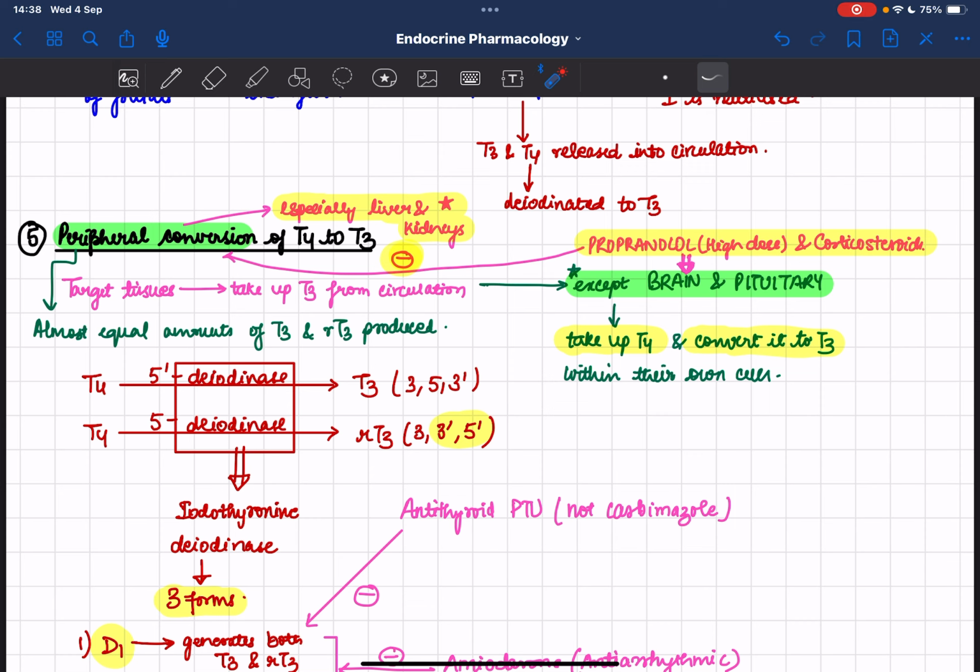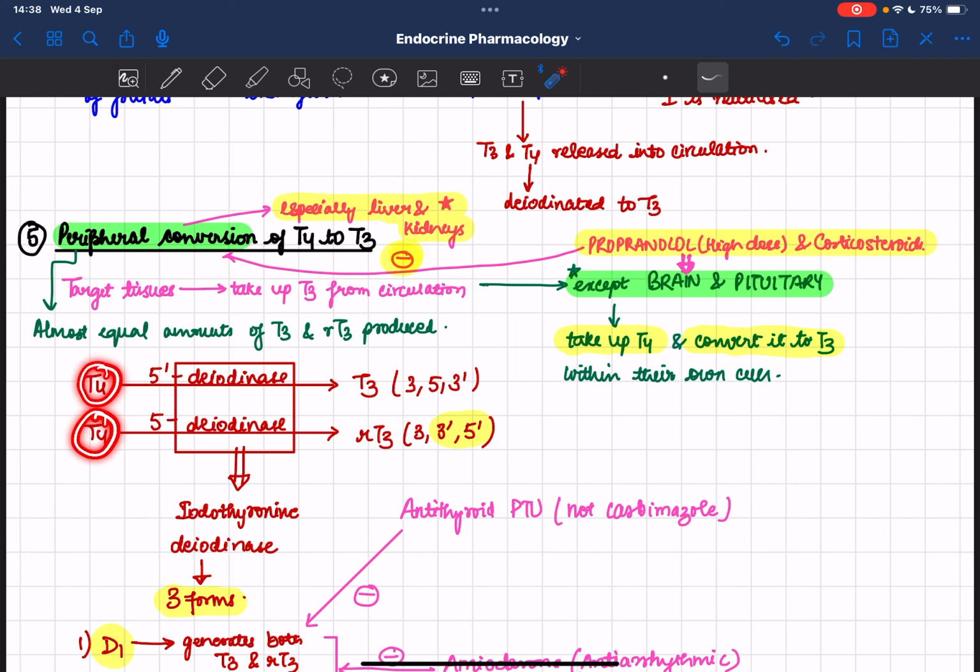In general, the peripheral conversion is done in liver and kidneys. Liver is the primary site. You know this very well, that liver is a primary site for this conversion. Almost equal amounts of T3 and RT3 are produced when peripheral conversion takes place. Now, what is this RT3? It is reverse T3. So let's study that.